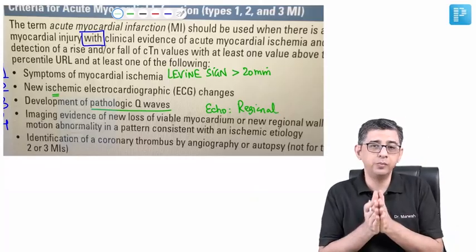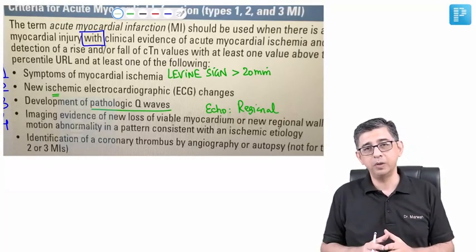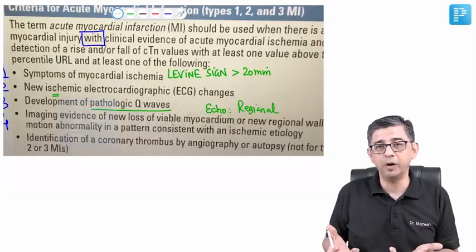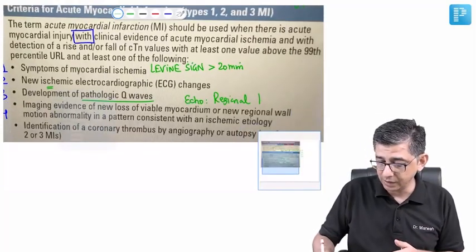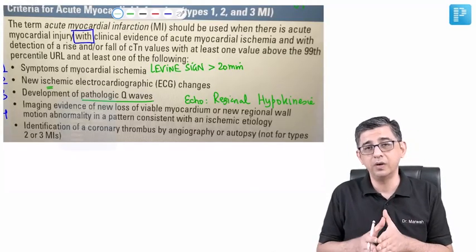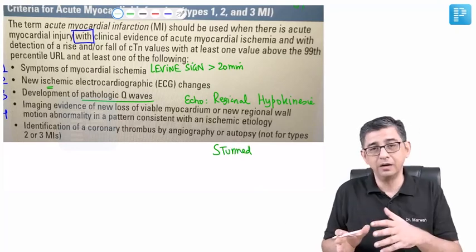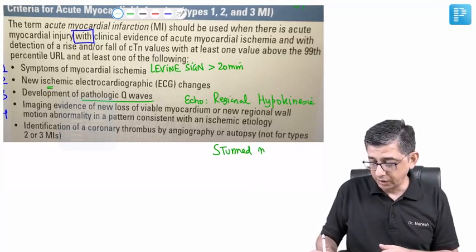You see, my point is, suppose the left anterior descending artery is blocked. So the left ventricle will not be able to work properly. If the left ventricle won't work properly, the contractility would be lesser. So he will use the word regional hypokinesia, or he might even use the word stunned myocardium. Stunned basically means sudden decrease in the contractility of the heart.